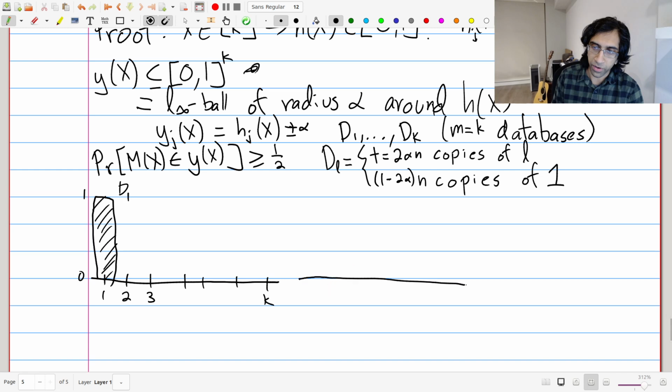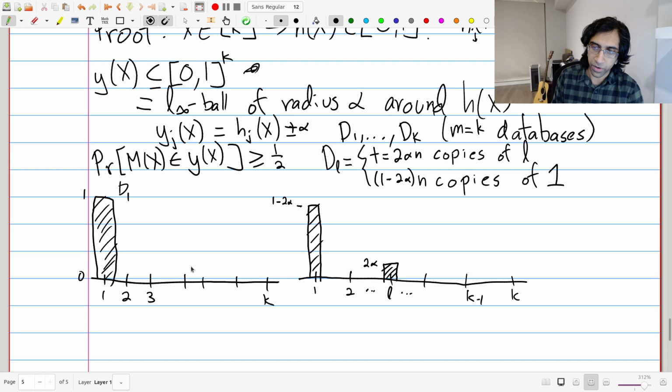On the other hand, everything else will look a little bit different. Let's draw it for a generic DL: 1, 2, dot, dot, dot, L, dot, dot, all the way up to k minus 1. What this one will look like is a little bit different. There's going to be somewhat less mass here, here we have 1 minus 2 alpha. And then on symbol L, we have mass 2 alpha.